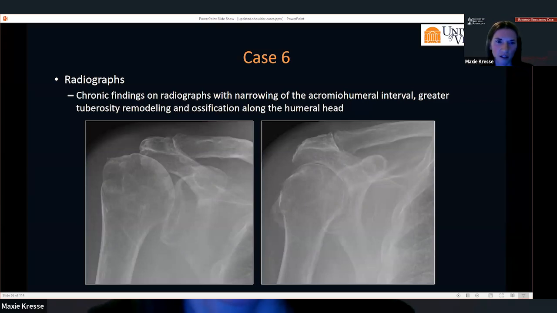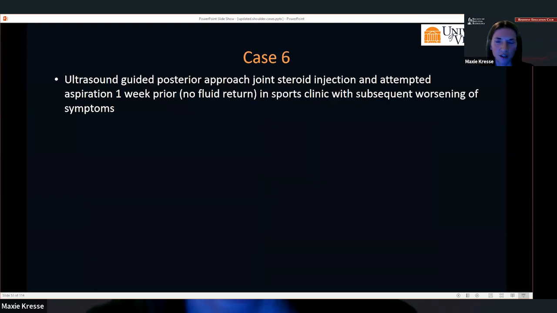So this patient went into clinic, and given that they were worried about potentially some sort of swelling, maybe infection, they tried to get an aspiration of the joint from a posterior approach, but didn't get any fluid. Since the patient was having pain, they gave a steroid injection. But then after that, the patient did not get better, actually got worse.